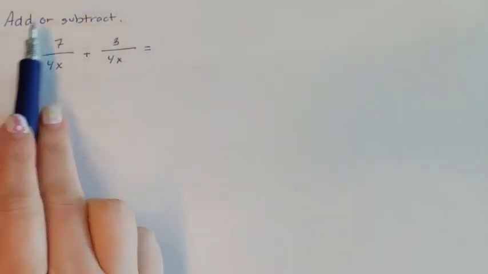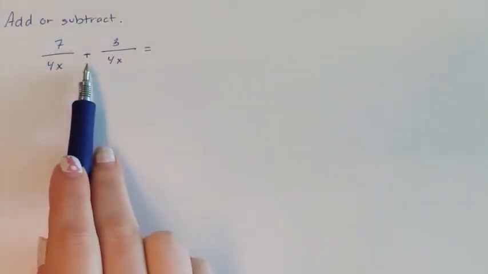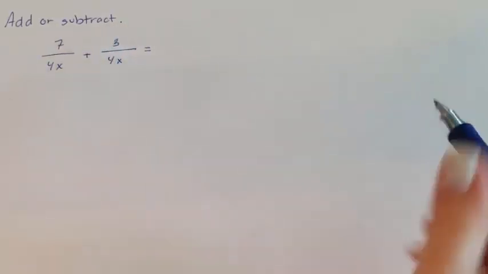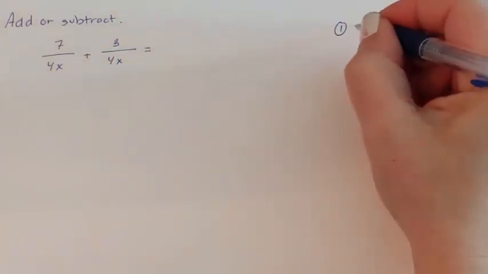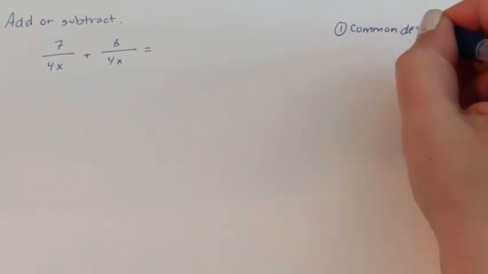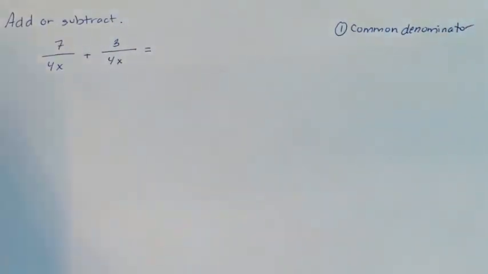So now we are adding or subtracting. I have a fraction being added to another fraction. First thing that you always have to look for is you need to look for common denominators. If it has a common denominator, then you can go on to step 2.